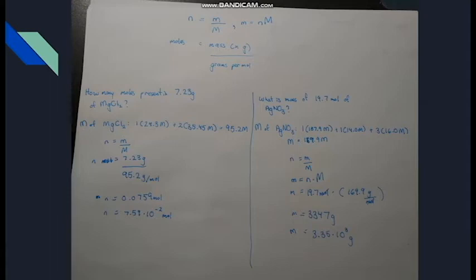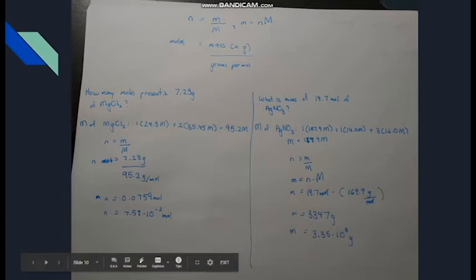as indicated in the question here, divided by the molar mass, 95.2, and we get 0.0759 moles. Also, we can write this out as 7.59 times 10 to the negative 2 moles, just to make this a bit easier to look at.